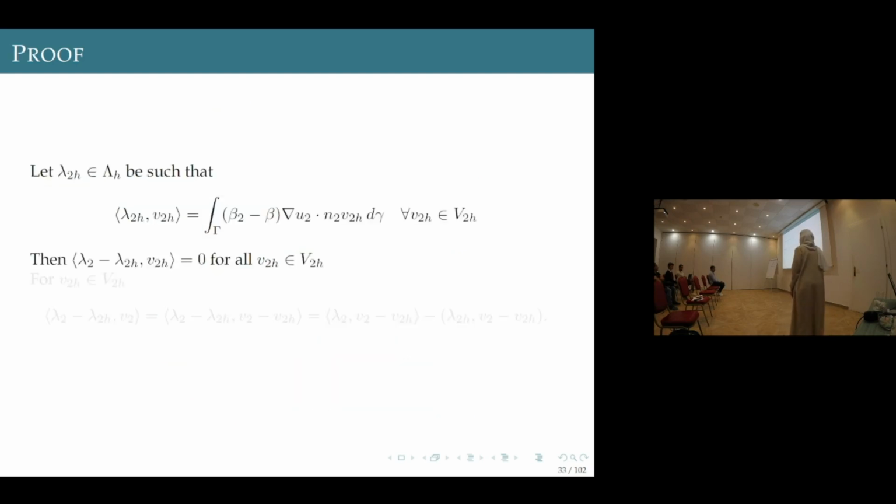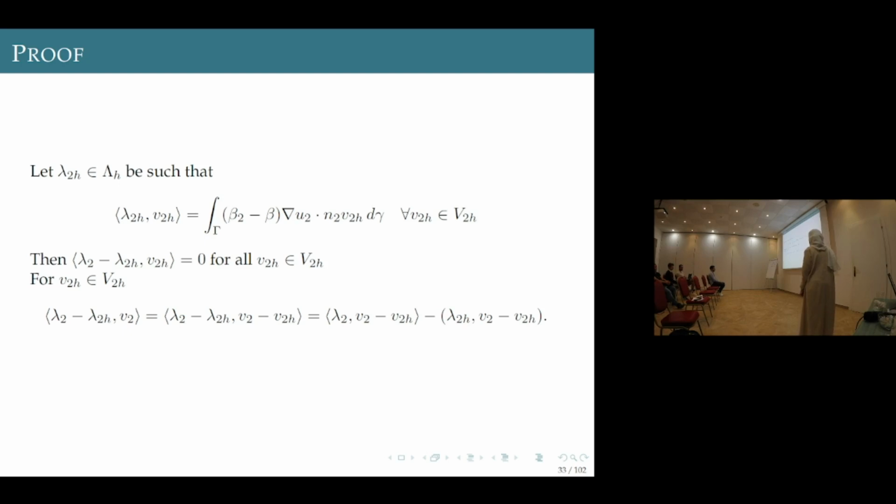Let's use it. Let's define lambda 2H to be the same definition with the discrete V2H in here. That makes lambda 2 minus lambda 2H and V2 equal to 0, because it will be the same definition, but V minus V2H. So they cancel each other, so this is 0. Then I will rewrite this again, same as before: lambda 2 minus lambda 2H and V2 equals lambda 2 minus lambda 2H and V2 minus V2H. From here, we can add that, and then separate them: lambda 2 and V2 minus V2H, minus lambda 2H and V2 minus V2H.